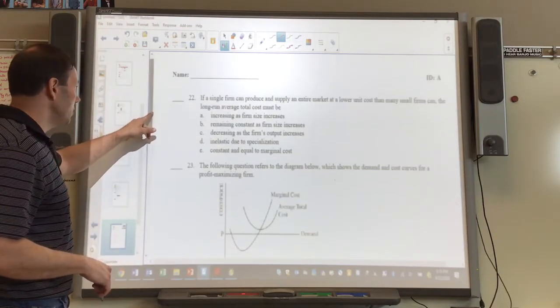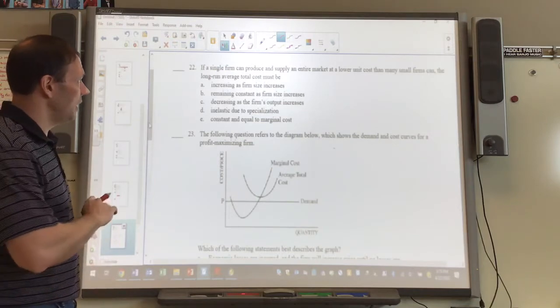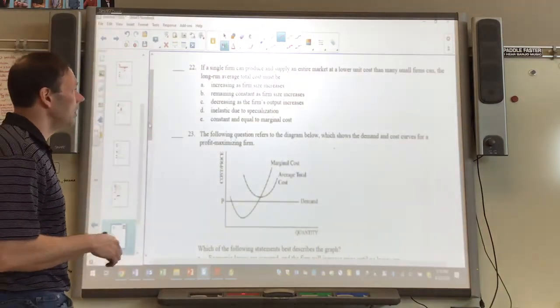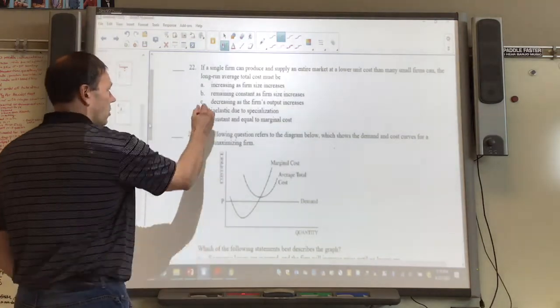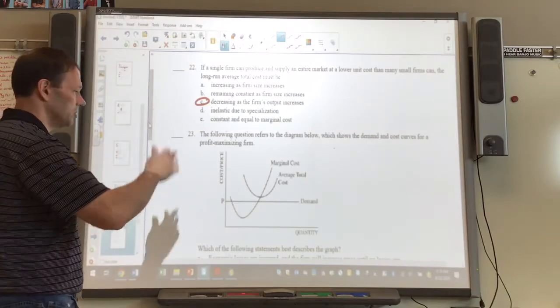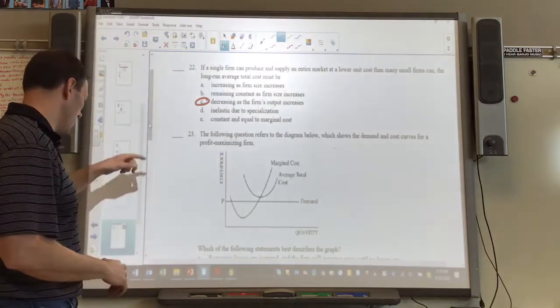All right, number 22, if a single firm can produce and supply an entire market at a lower unit cost than many small firms can, then long-run average total cost must be decreasing. You must be in that economies of scale zone. They're producing more and they're getting more and more efficient.